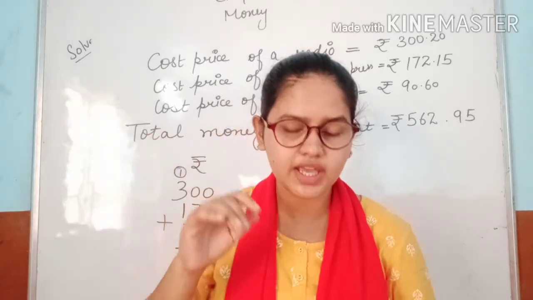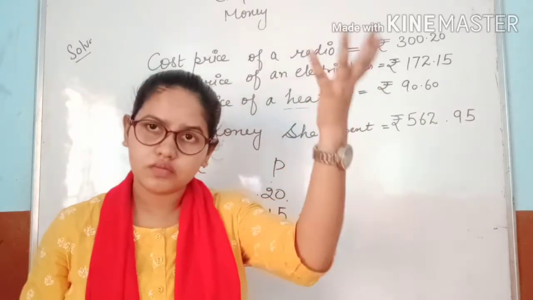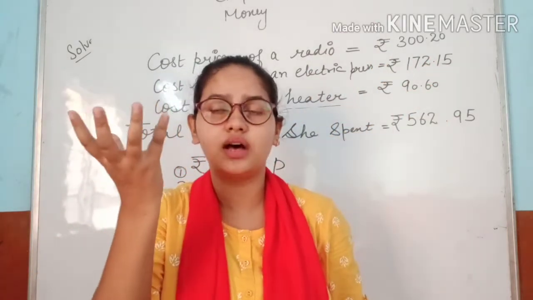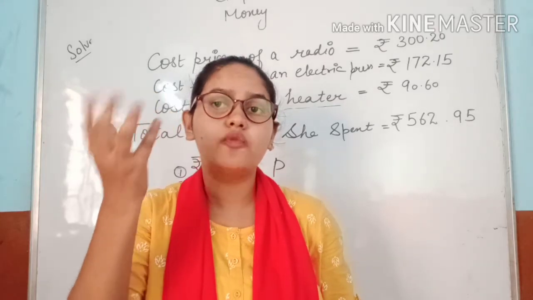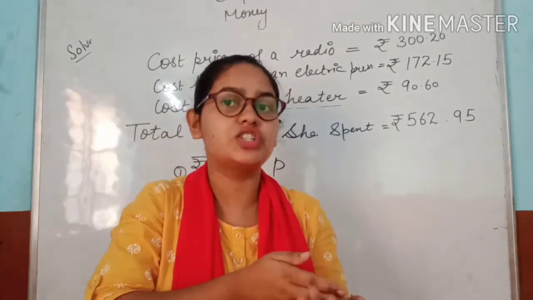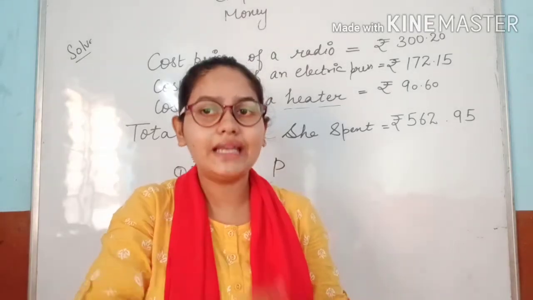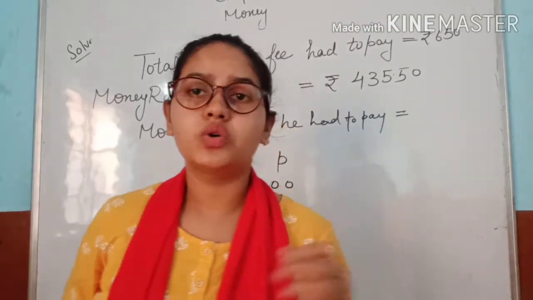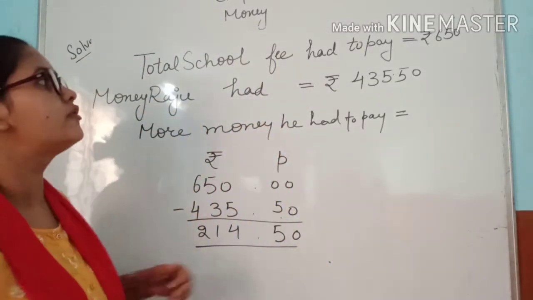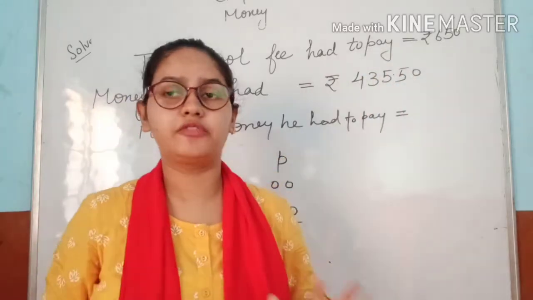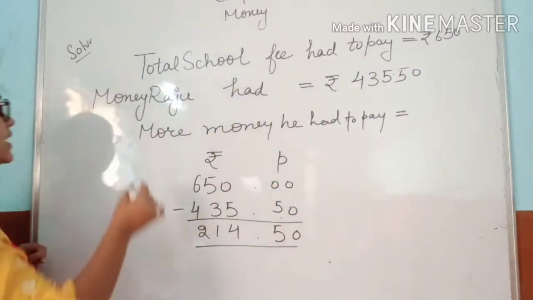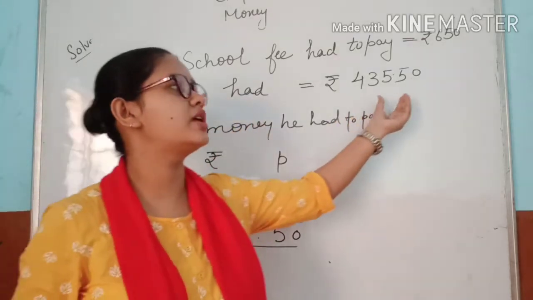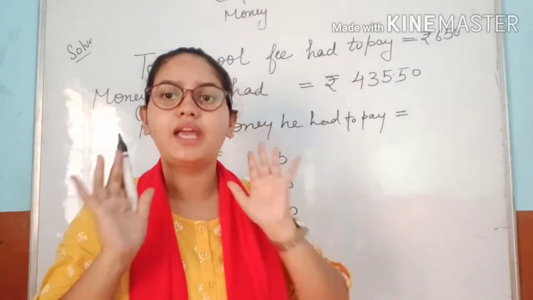How much more money should he pay? So this amount is what we have to pay as school fee, but this is the money he had. Okay, now we have to find out how much more money he needs to pay. Okay, so let's find out on the board. So students, you can see that the total school fee to pay is rupees 650, right? The total money he had to pay. And how much money did Raju have? Rupees 435.50 he had.